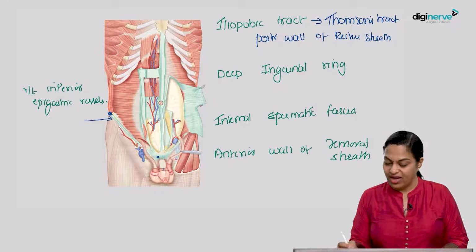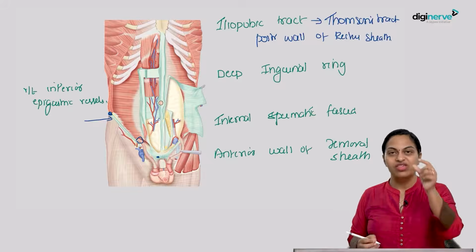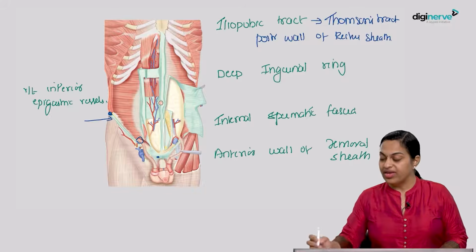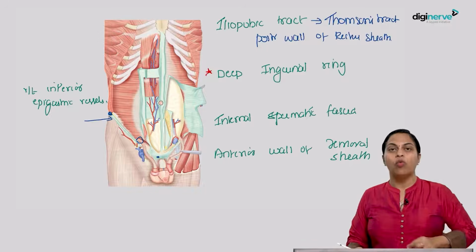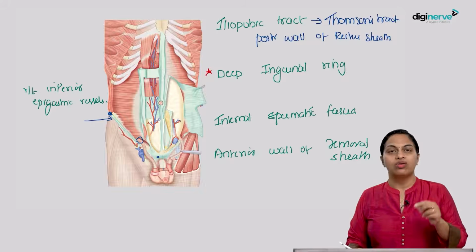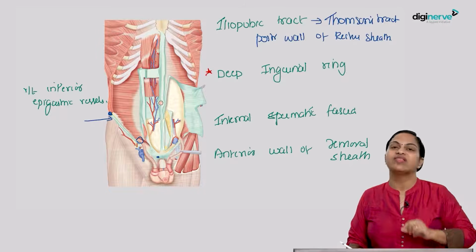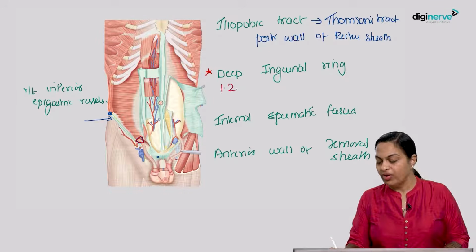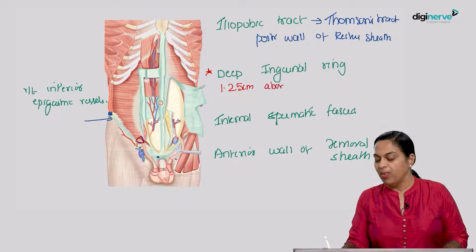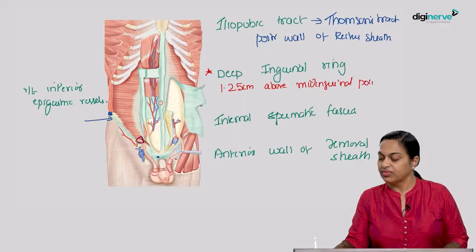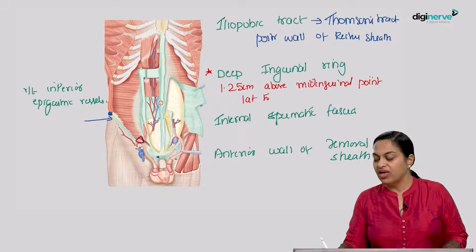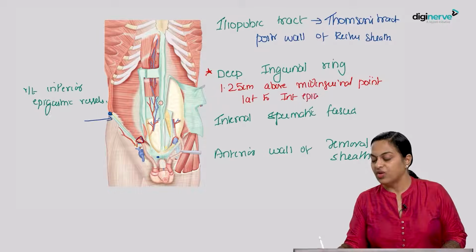And a very interesting part is the presence of a deficiency, an oval area in the fascia transversalis, called the deep inguinal ring. And through this opening, the spermatic cord in the male or the round ligament in the female enters the inguinal canal. So where is this actually situated? 1.25 centimeter above the mid-inguinal point. Okay, it lies just lateral to the inferior epigastric vessels.